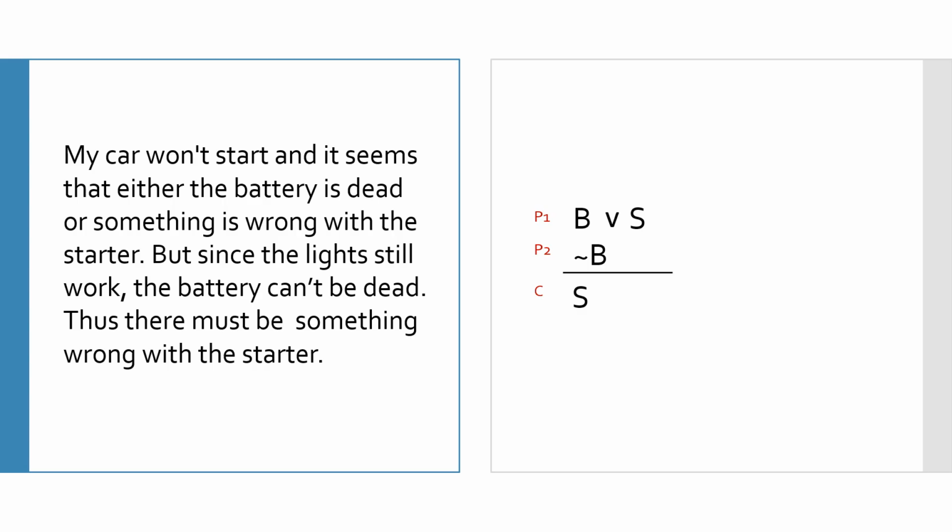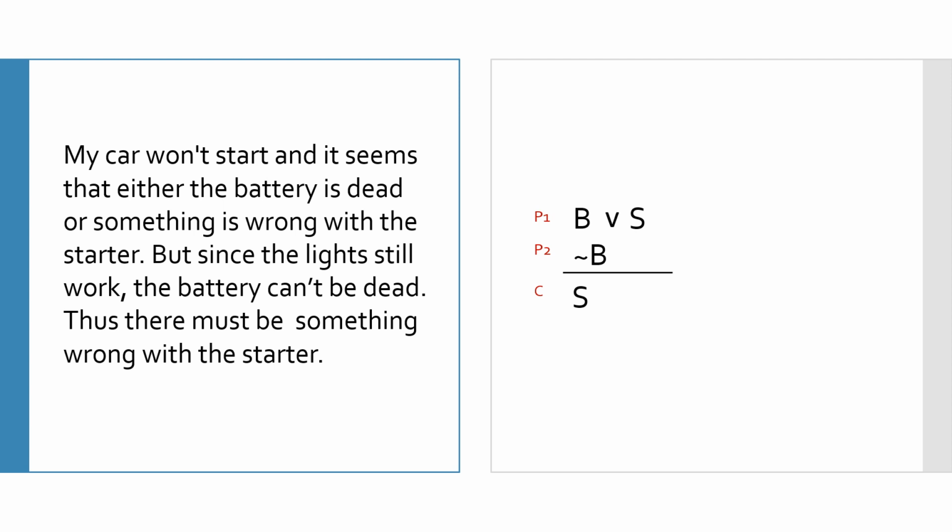So in this argument stated formally, the first premise simply lists our alternatives. It says one of the two things that must explain what is wrong with my car is either that the battery is dead or the starter is broken.